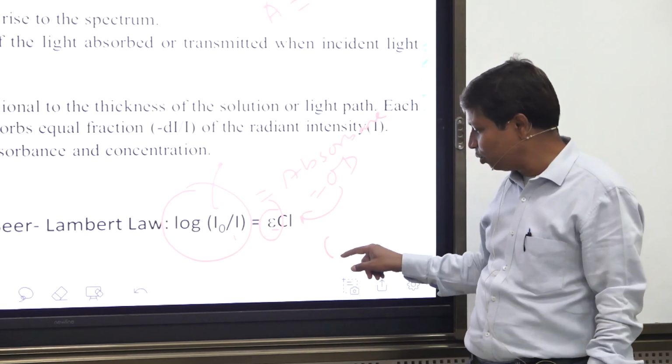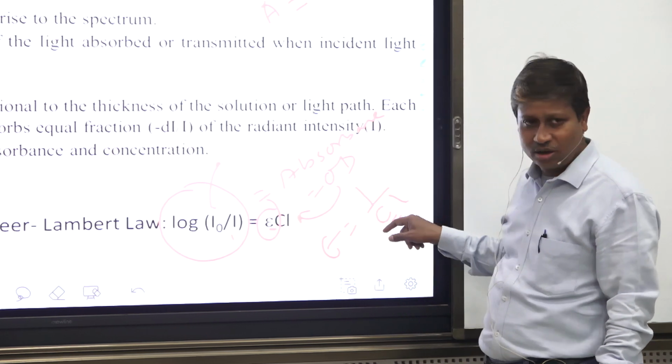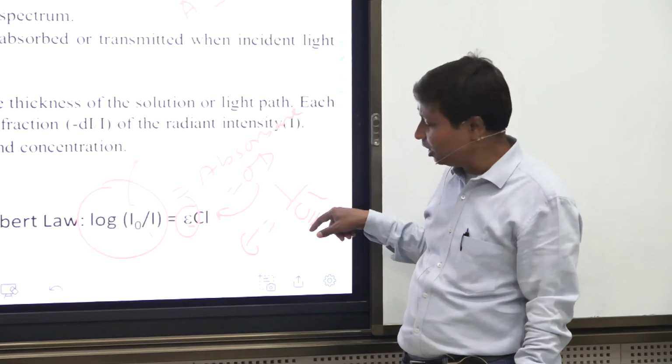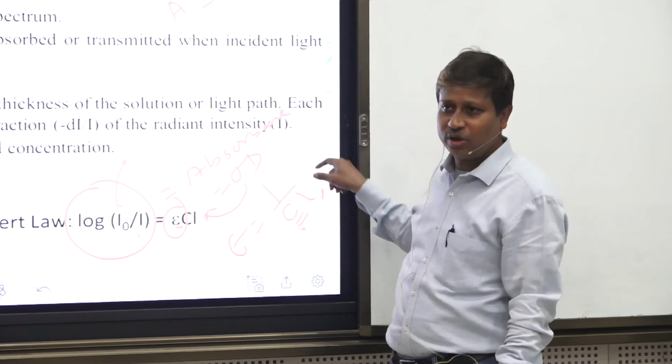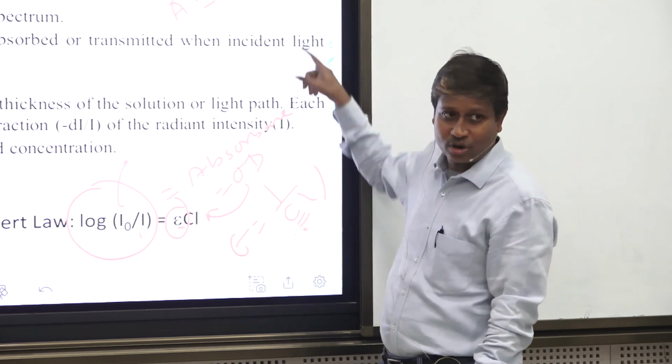So the epsilon unit will be 1 by Cl. Concentration, you know, is mole per liter, and this is centimeter, so it is the inverse of that, this unit. Whatever unit I am talking about, this one.